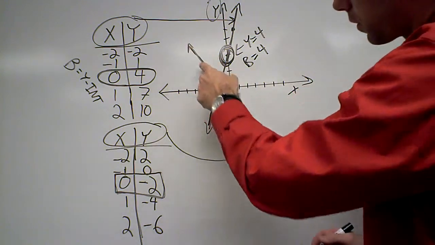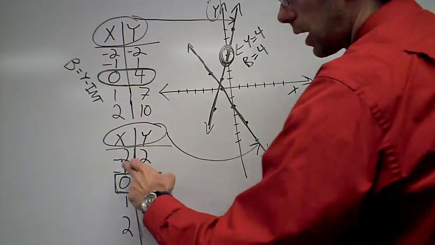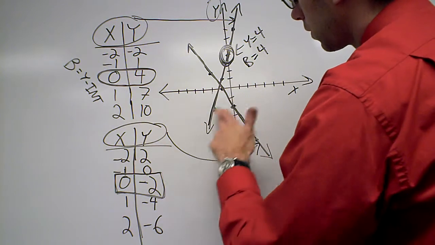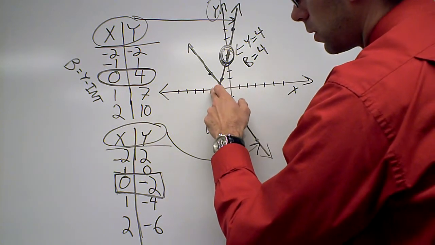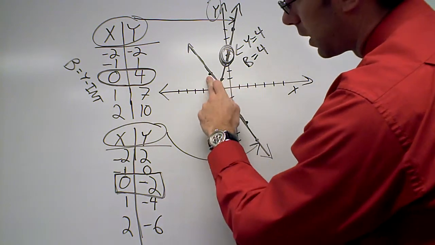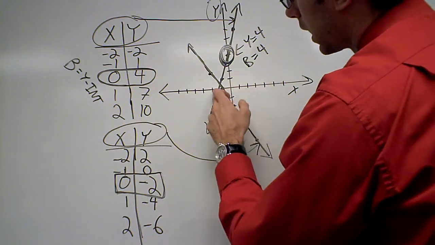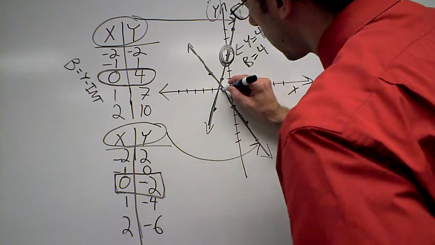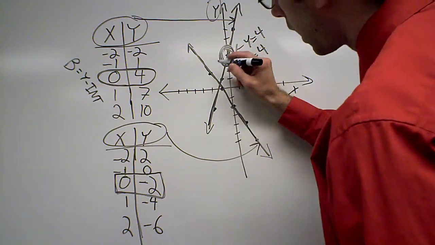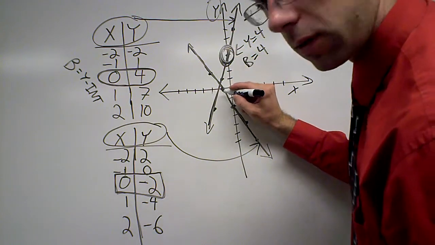Let's do it again for this other line right here. See, we have -2, -2. So we go +2 right there. And -1, 0. Okay, we go back. -1, 0. So this dot is on the x-axis. That would be an x-intercept.